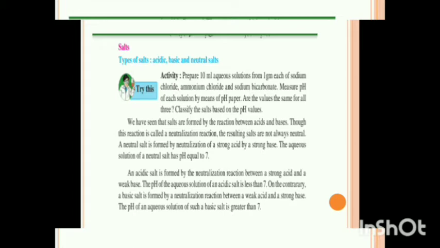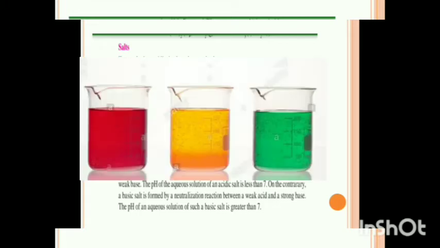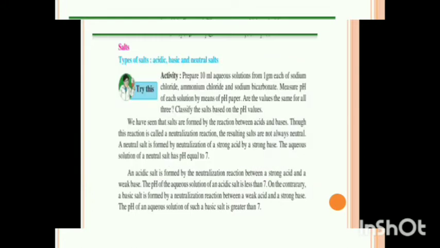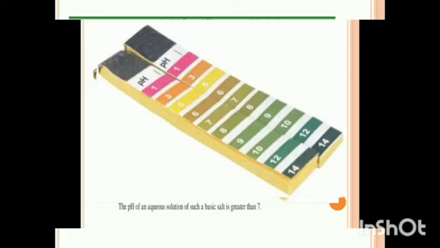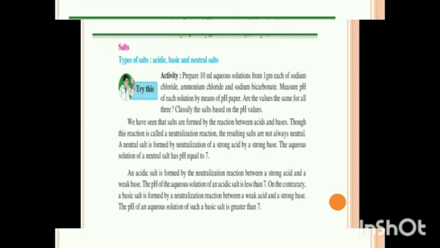For that, we will do one activity. In this activity, we have to prepare a 10 ml aqueous solution from 1 gram each of sodium chloride, ammonium chloride, and sodium bicarbonate. Then measure the pH of each solution by means of pH paper. Are the values the same for all three? Classify the salts based on the pH values.